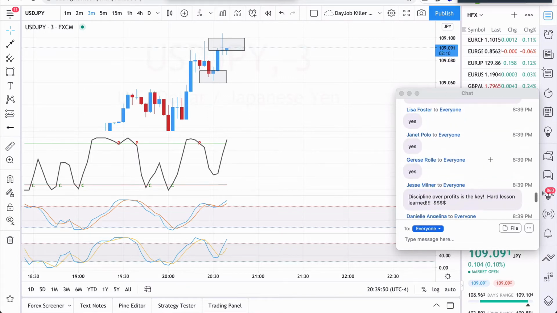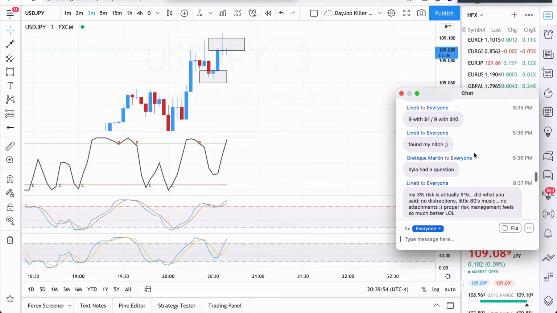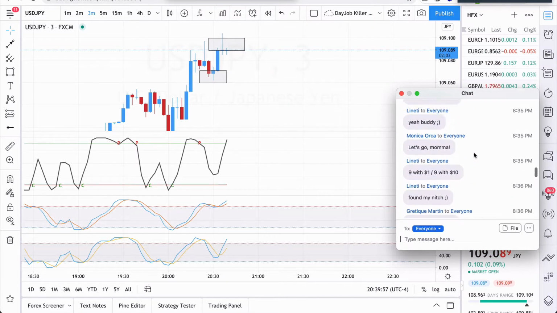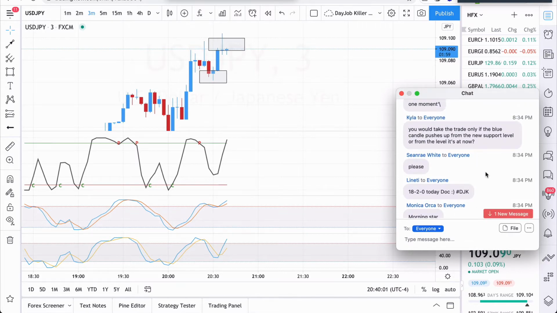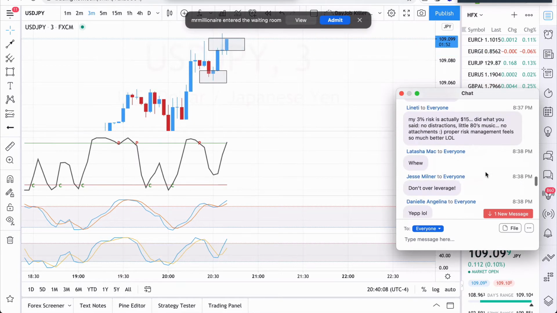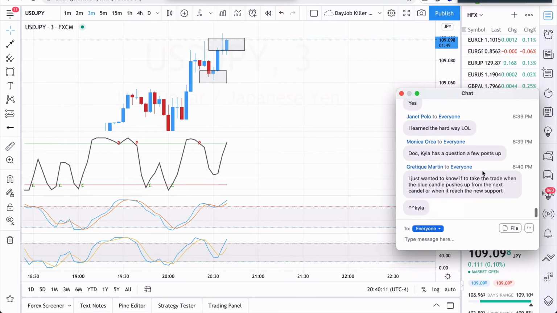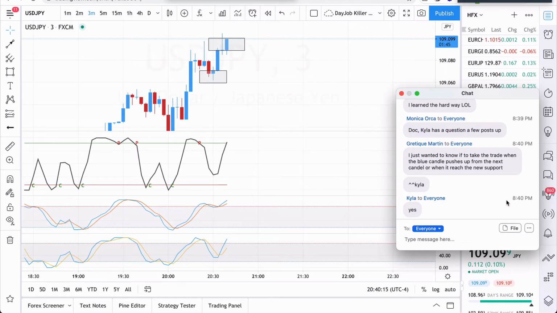Kyla had a question a few posts ago. Okay, Kyla, what is it? You would take the trade only if the blue candle pushes up from the new support level or from the level that's at now. Are you referring to the morning star? Okay. I take it on the next blue candle. See, on that evening star, I would have taken a lesson on that. But I'm good with that.